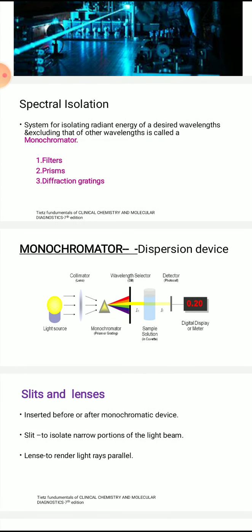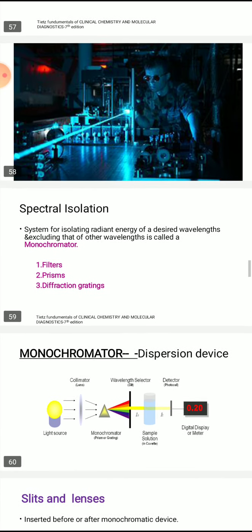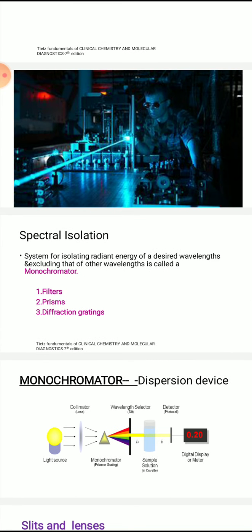Monochromators are systems for isolating radiant energy of a desired wavelength and excluding that of other wavelengths. This is called a monochromator.